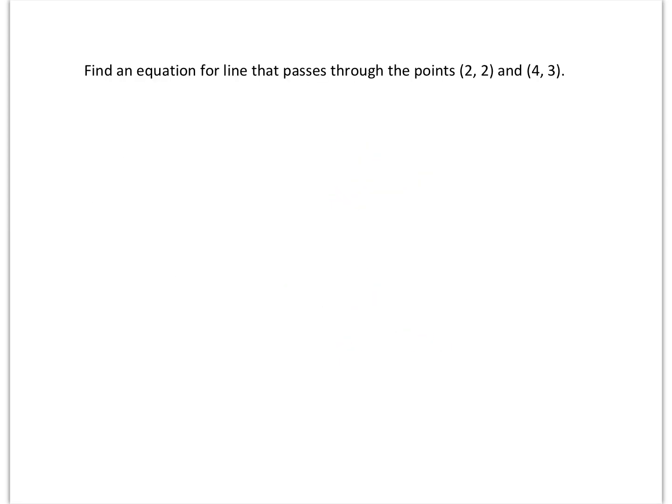So just to review, let's find an equation of the line that passes through the points 2, 2, and 4, 3. I'm going to do it two ways. I'm going to use both forms of the equation of a line in case some of you are familiar with one and not the other. For both of them, I need the slope, so I'm going to start by calculating the slope.